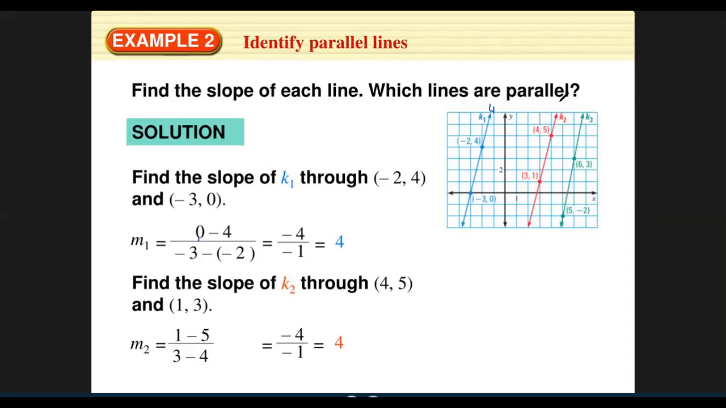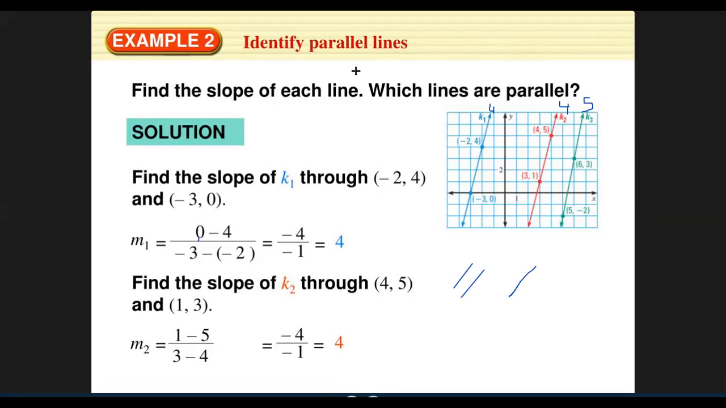The slope of K2 equals 4, and the slope of K3 equals 5. What do you notice now? We note that the slope of K1 and K2 are equal. Once they are equal, we can say that they are parallel.